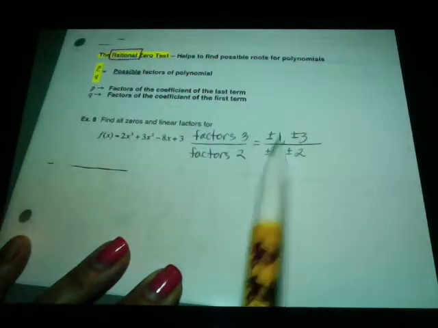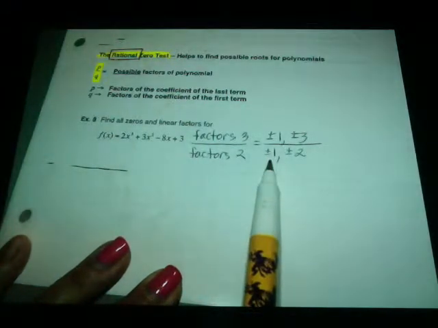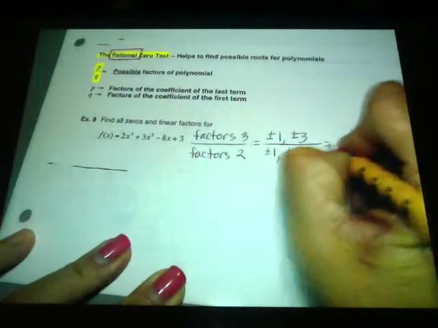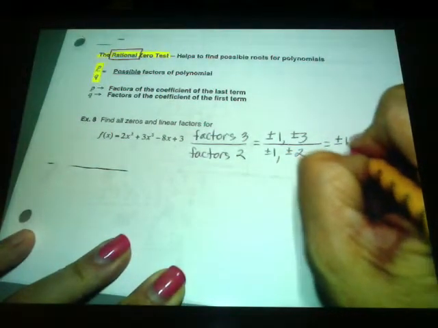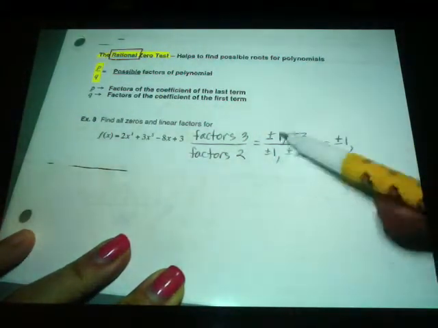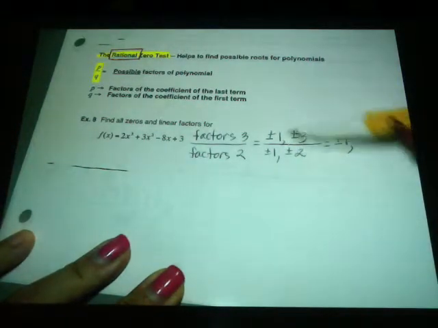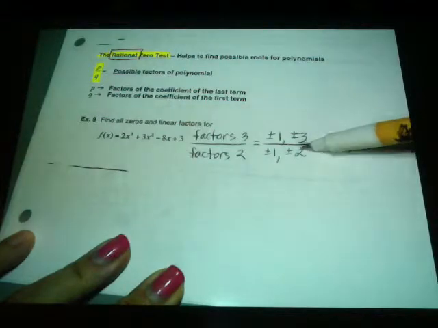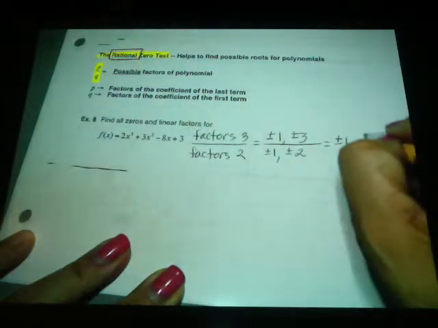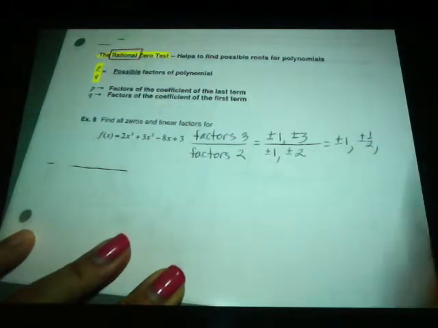If I put 1 over 1, don't I get 1? So one of my possible factors would be positive or negative 1. All I did was take 1 over 1. It reduces to 1. Then I'm going to take 1 over 2. Isn't that 1/2? You see what I'm doing? It's 1/2. So I have plus or minus 1/2.